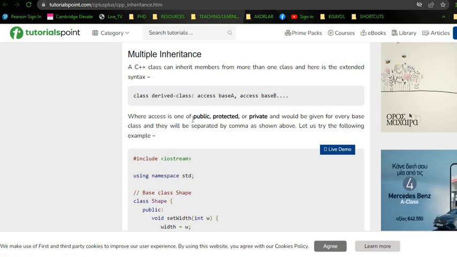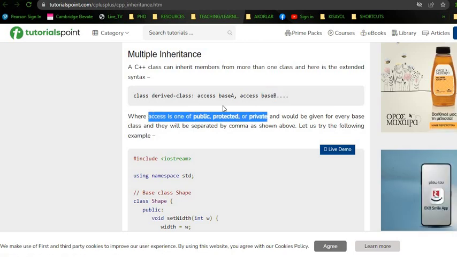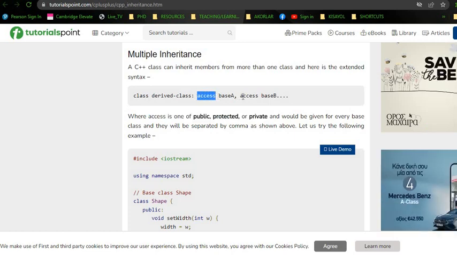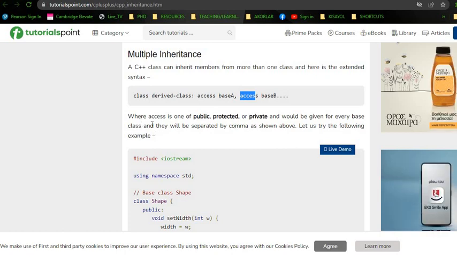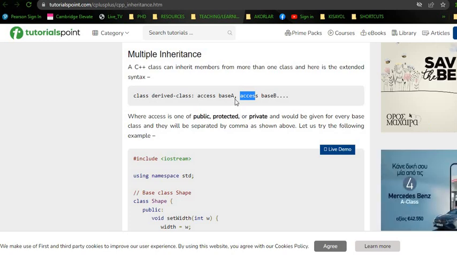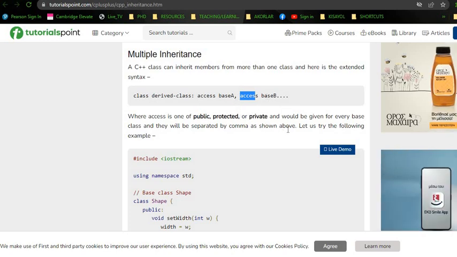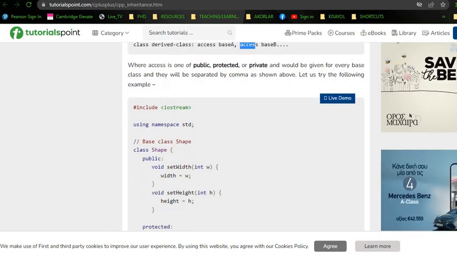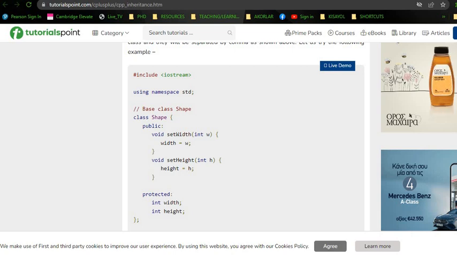As I told you, access is one of public, protected, or private, and would be given for every base class, and they will be separated by commas. So this is the syntax. They are separated by commas, and we have this example I'm going to explain.